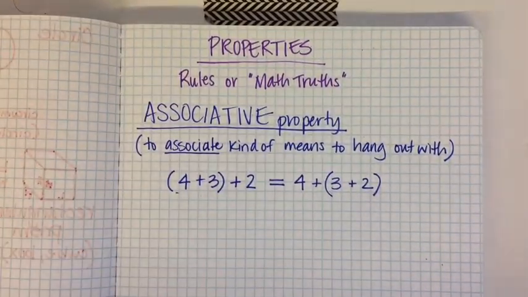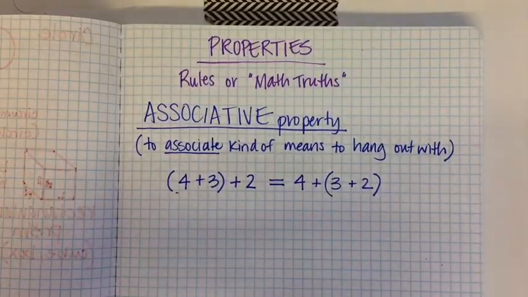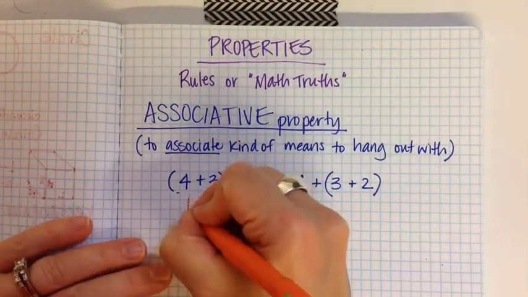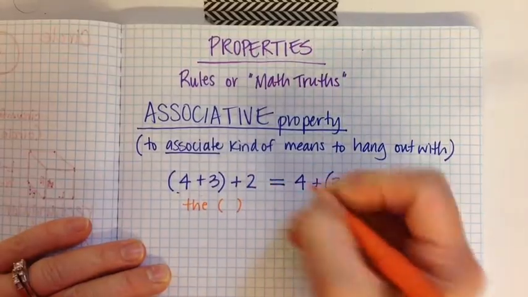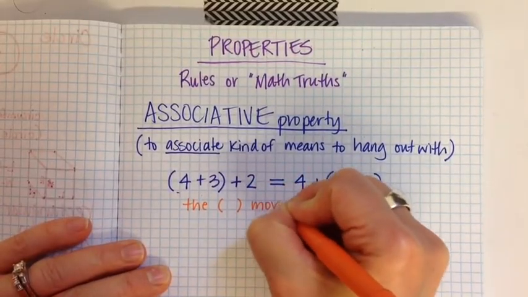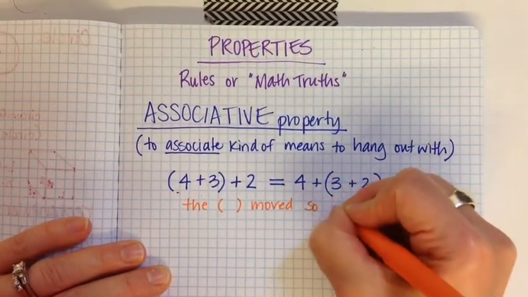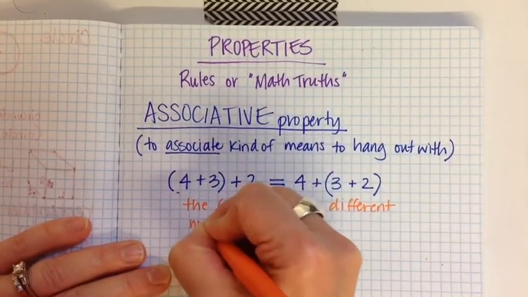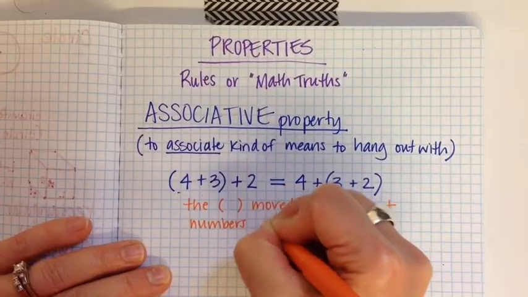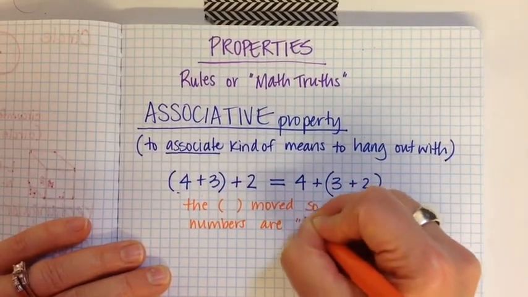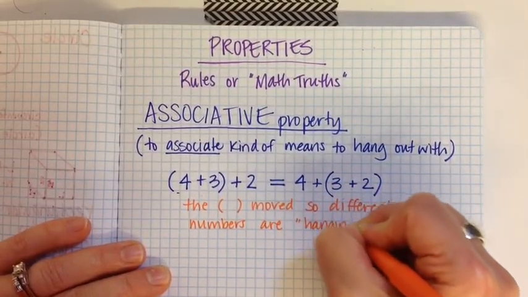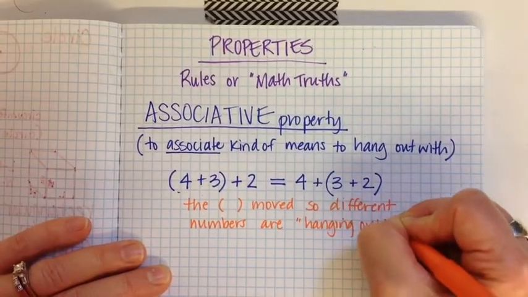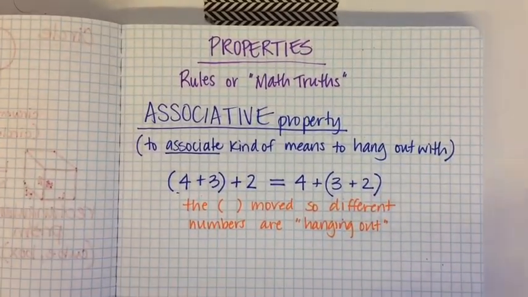So before we solve it, what I'm going to do is write that the parentheses moved. So different numbers are hanging out, or different numbers are together.